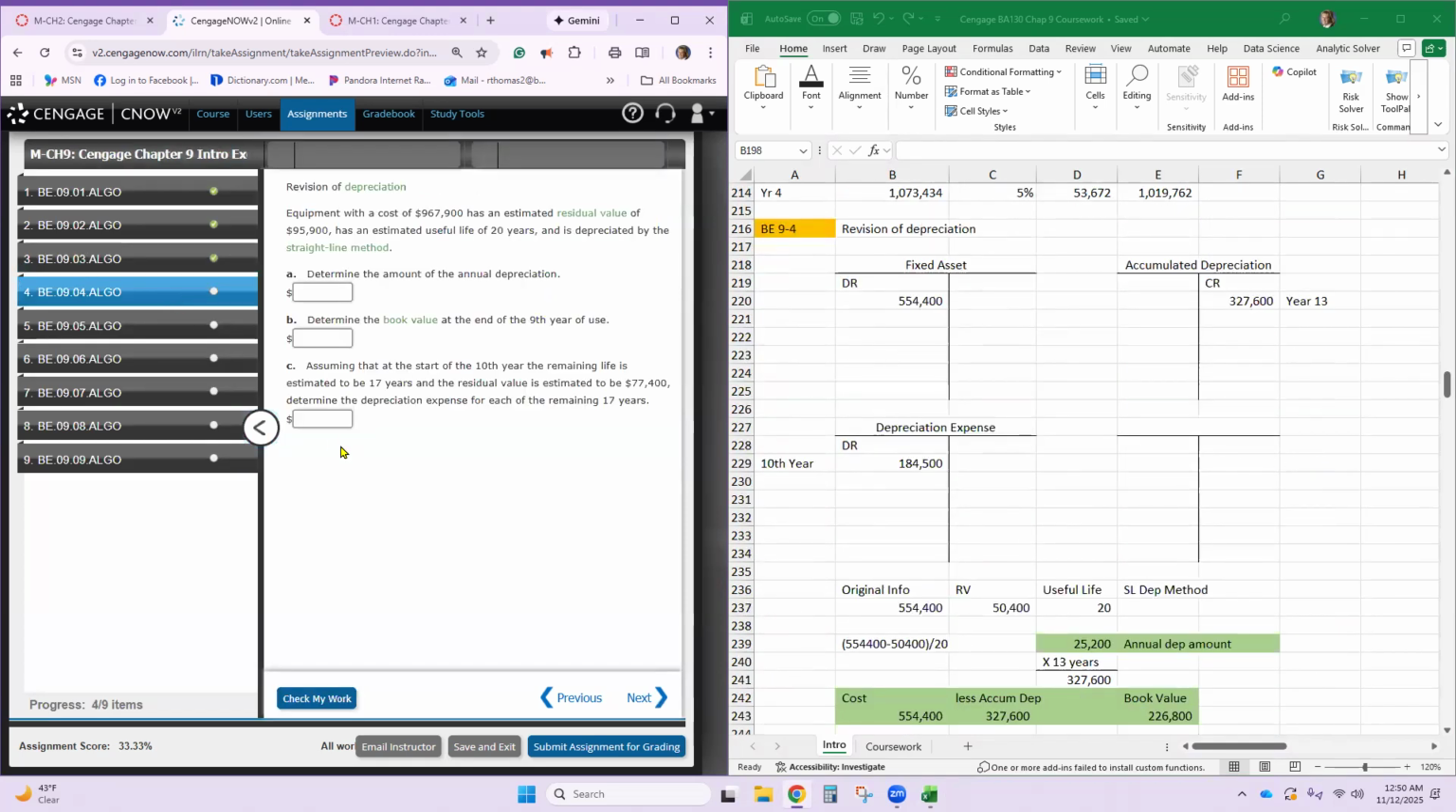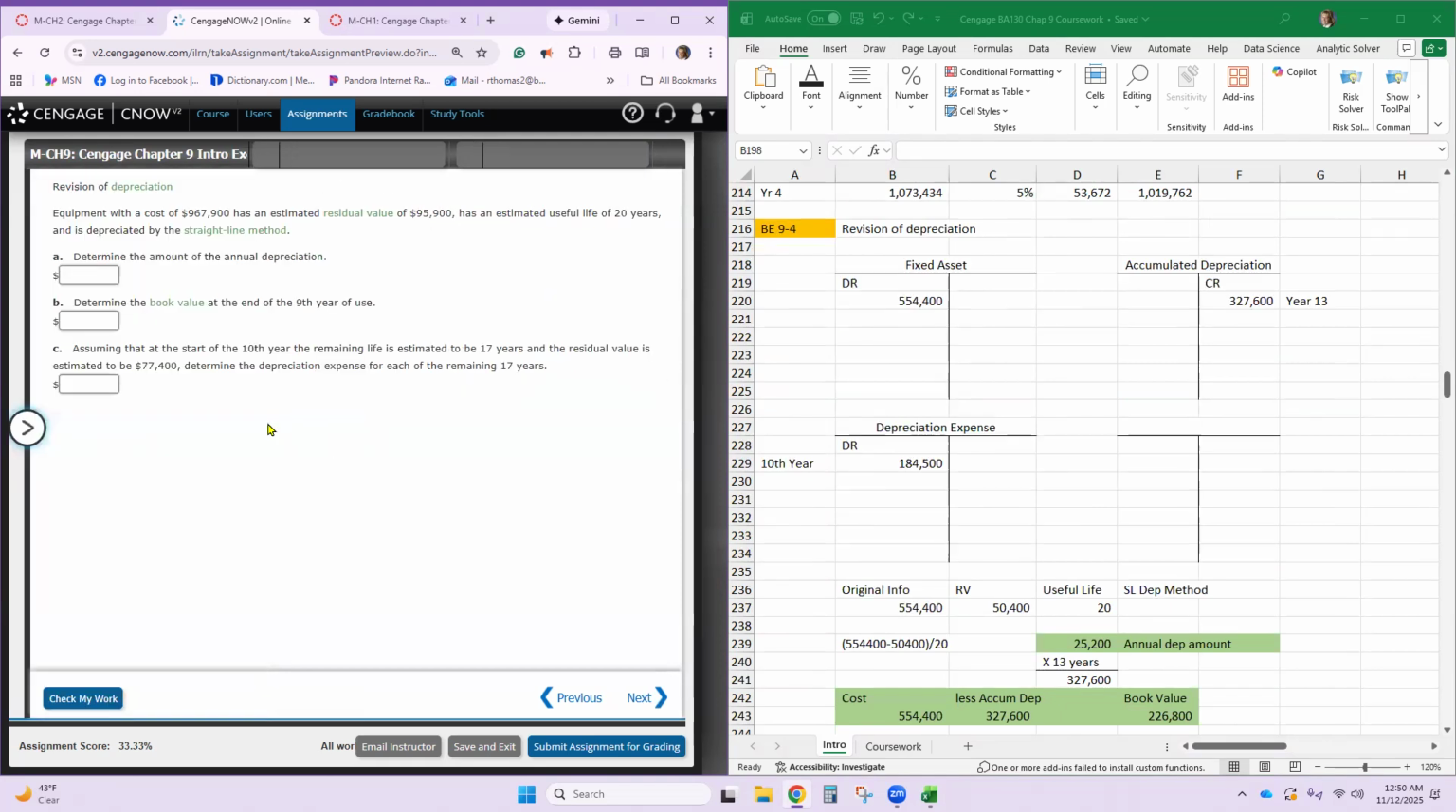Well, sometimes fixed assets, something happens to them. Either they have to be repaired or their depreciation turned out to be something different. So what do you do if you have to revise depreciation? So equipment with a cost of $967,900 has a residual value of $95,900, estimated life of 20 years, and is depreciated by the straight line method.